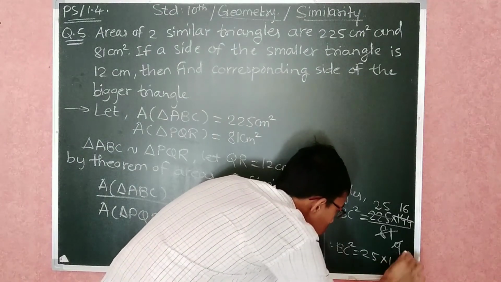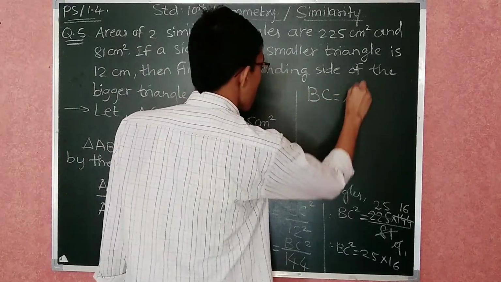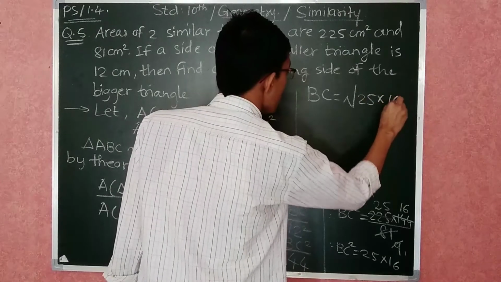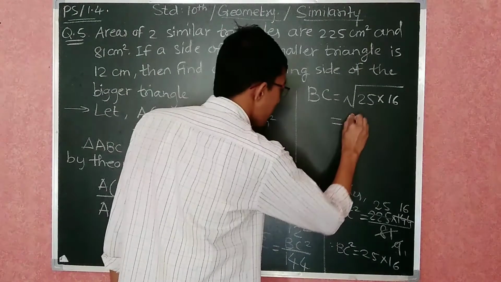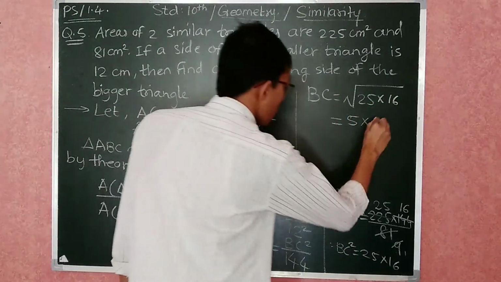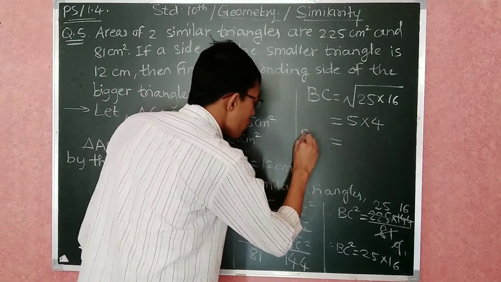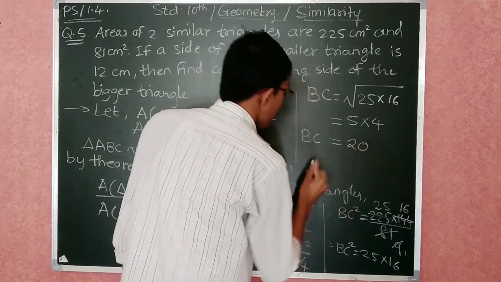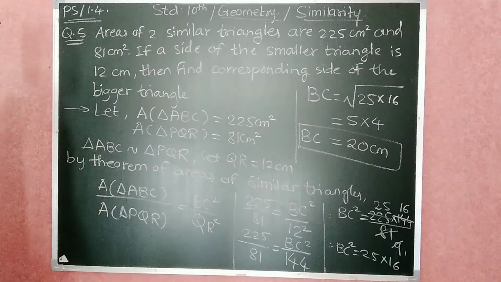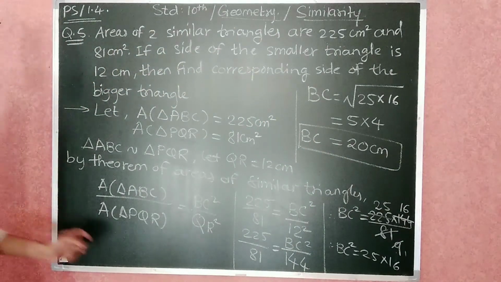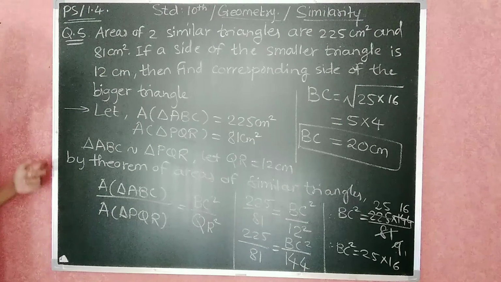So we can write BC is equal to under root of 25 into 16. Root of 25 is 5, into root of 16 is 4. So we have got BC is equal to 5 into 4, and 5 into 4 is nothing but 20. So we got the value of BC is equal to 20 centimeter. Hence, the corresponding side of the bigger triangle has the dimension of 20 centimeter for the dimension of 12. So this is the required answer.